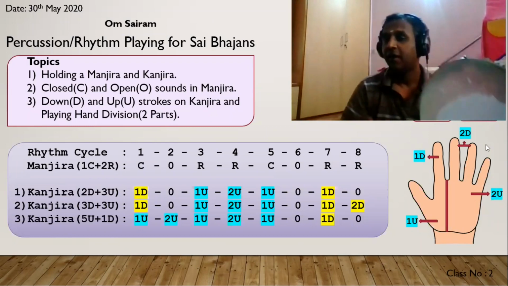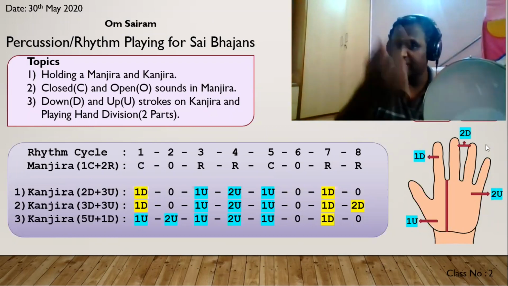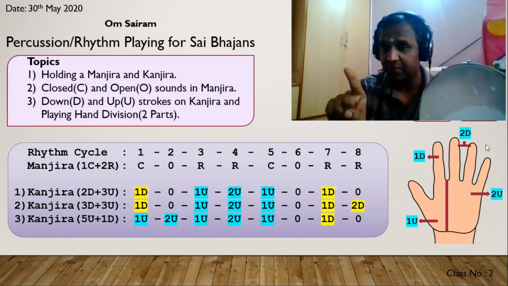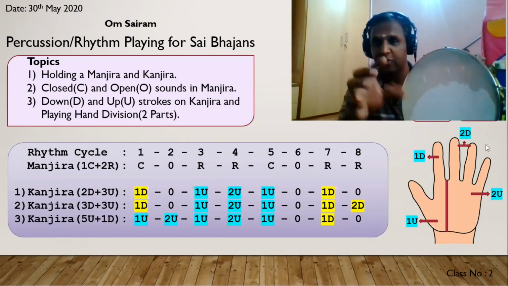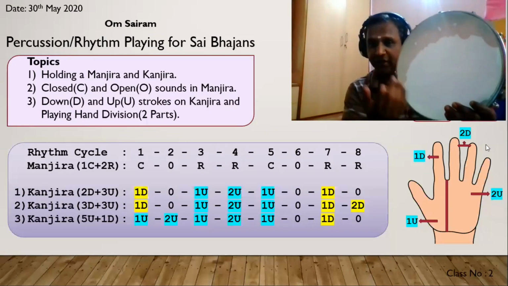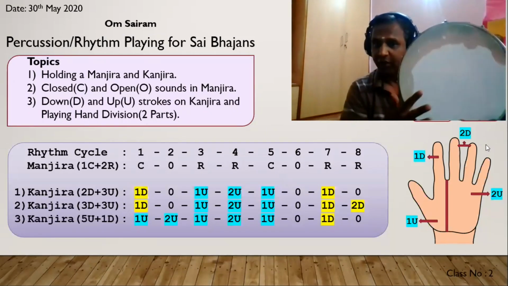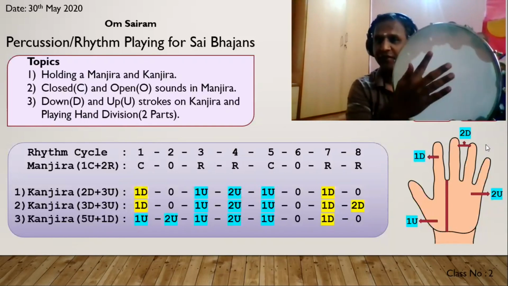So this is a cycle. Remember, when you're playing 2, 3, if you're coming from that point of view, the second beat is the starting point of the beat. Don't think too much as of now. Try to fix this pattern like this: 1 down, and then 1, 2, 3, 4, 1, 2, 3, 4, 5, 6, 7, 8.